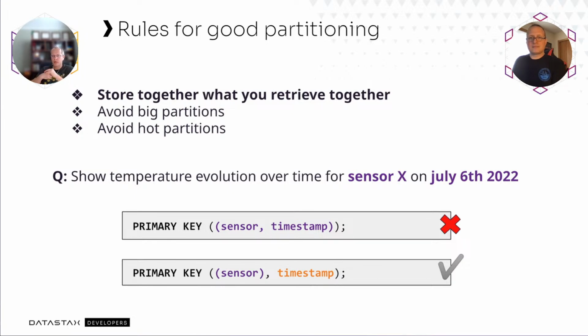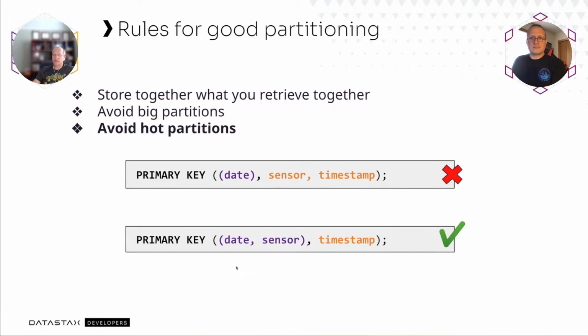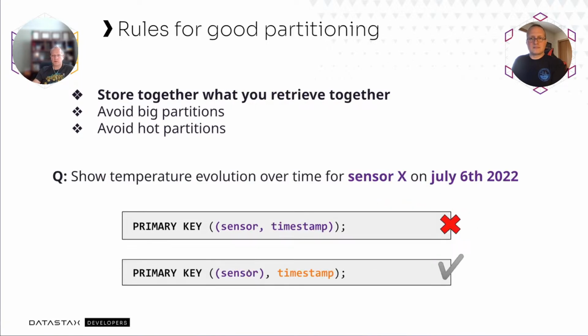Okay, so if you're going to have a query that says show temperature evolution over time for specific sensor on specific date, right, then you can have your key defined like that. So sensor ID will be partition key, and timestamp will be clustering key.